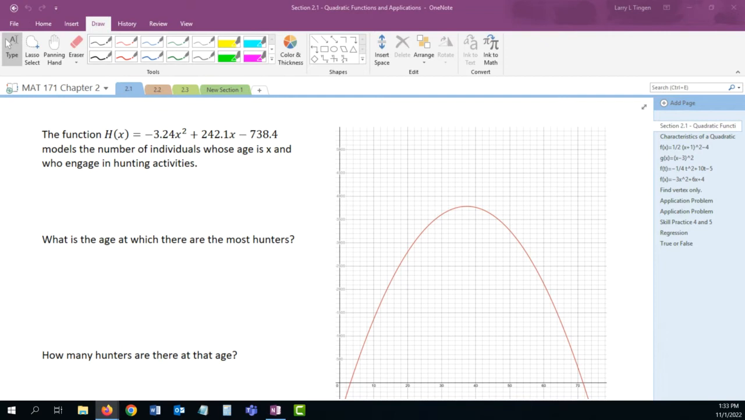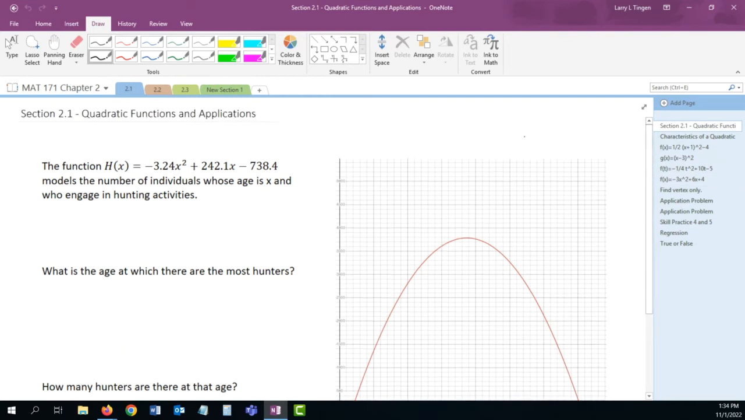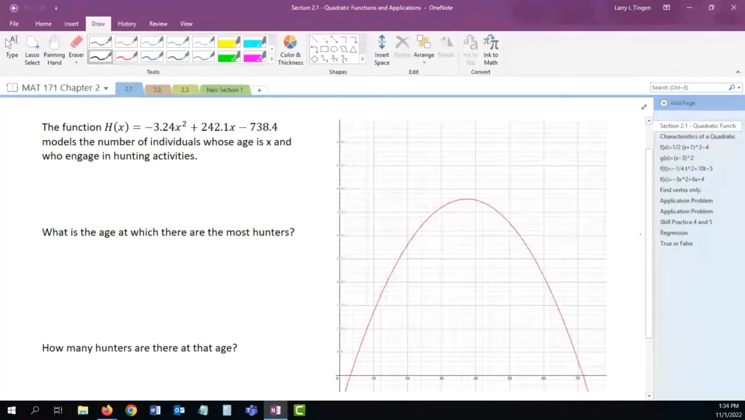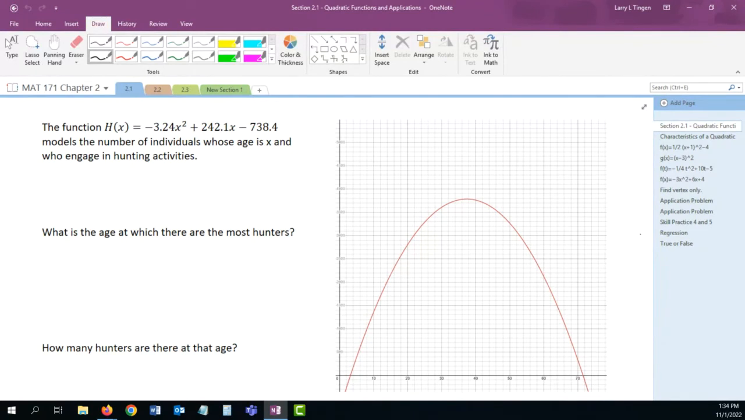Yeah, I see you pop in and out also, Andrew. So let's jump in. This is 2-1, first page. The title of 2-1 is quadratic functions and applications, and here is our problem. Function h of x is equal to negative 3.24x squared plus 242.1x minus 738.4. And this models the number of individuals whose age is x and who engage in hunting activities.